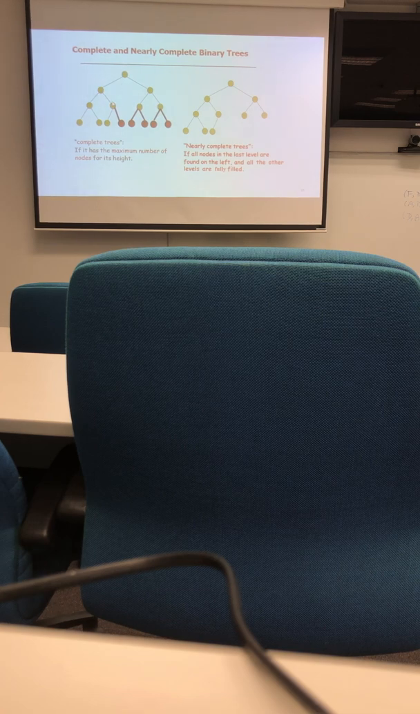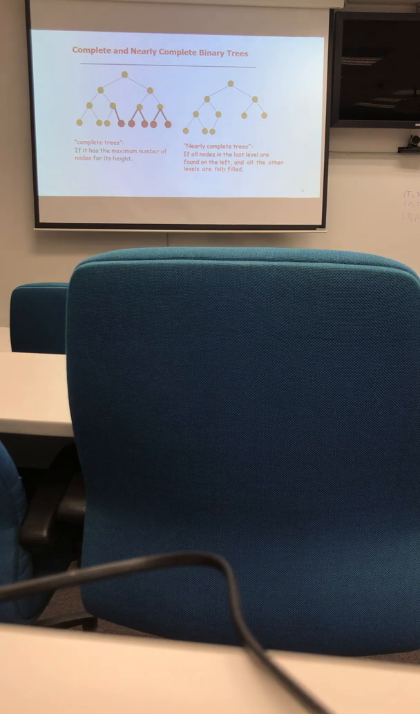For a binary tree of height 3, definitely you can only have all these nodes. There's no way for you to add additional nodes here. So it has the maximum number of nodes in this case, including the green and red nodes. So this is a complete tree.